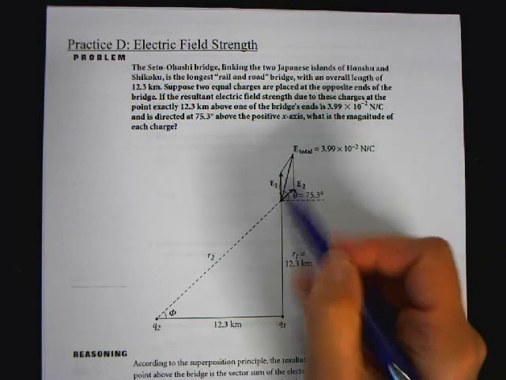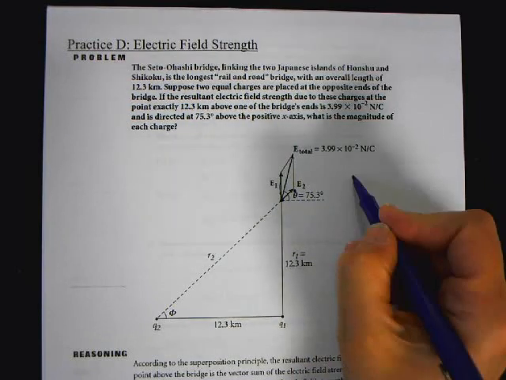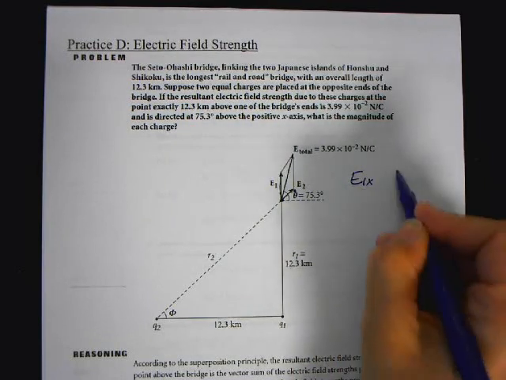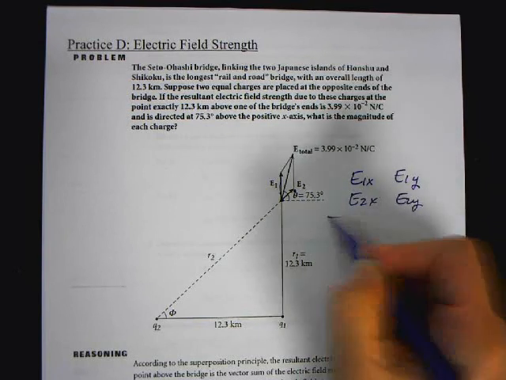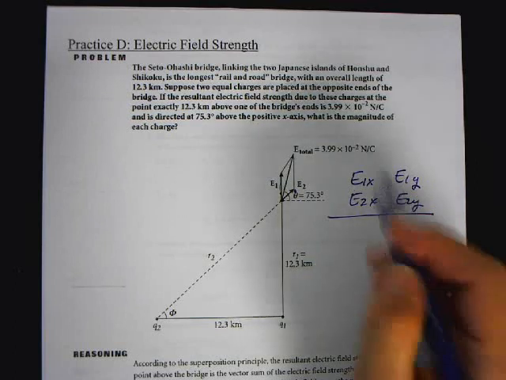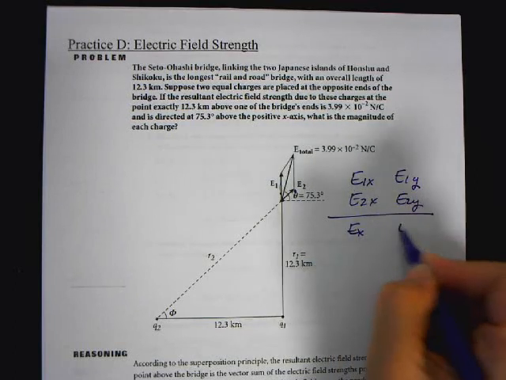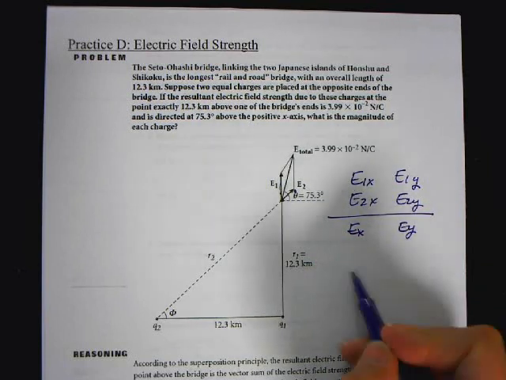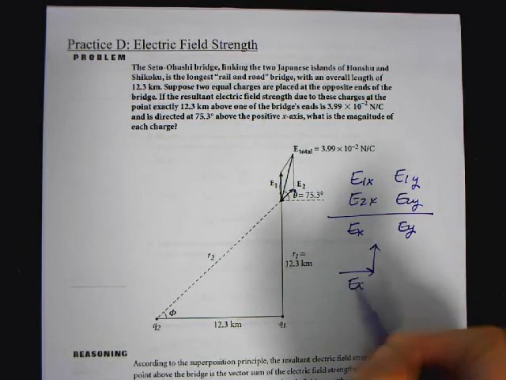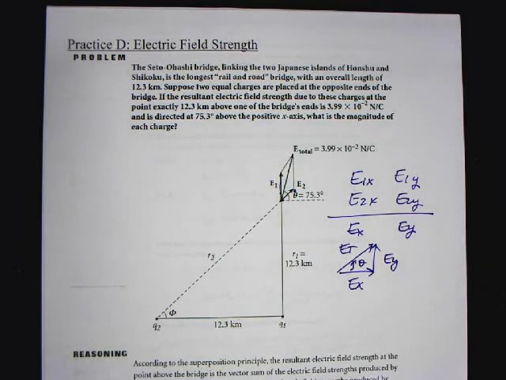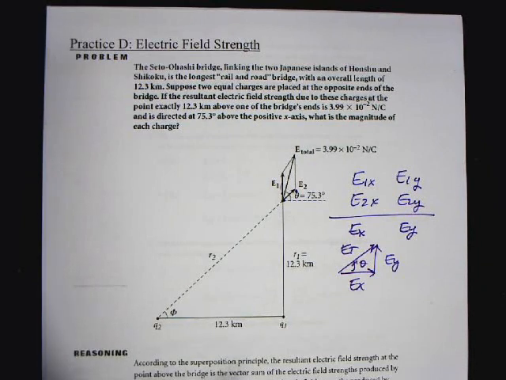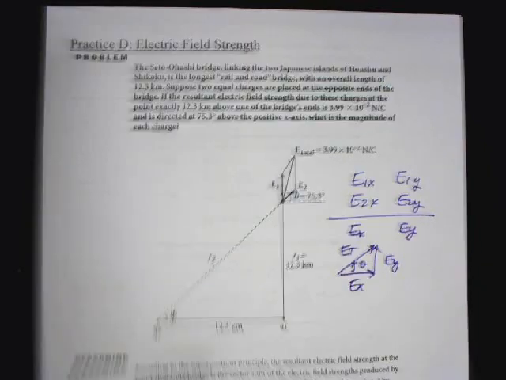So what you can do is add these two head to tail and find the resultant. Or I could find E1x, E1y, E2x, E2y, add them up, and then get Ex and Ey, use the Pythagorean theorem with Ex and Ey to get E total, and then find both the magnitude and direction. And that's what we're going to do. We'll do it this way because it'll be a lot easier. So that's the example in your notes.